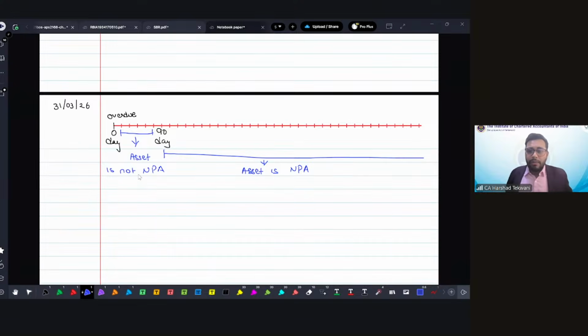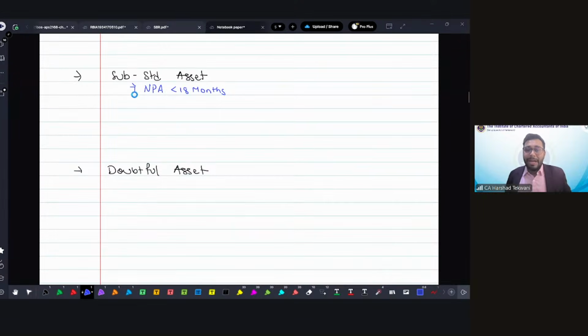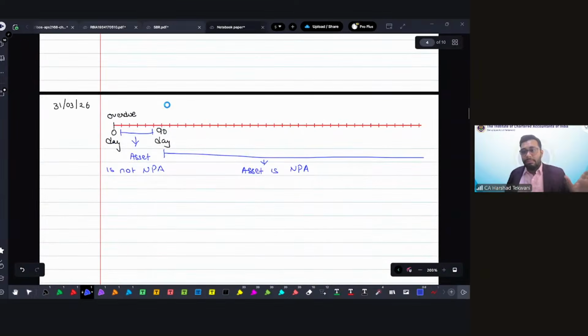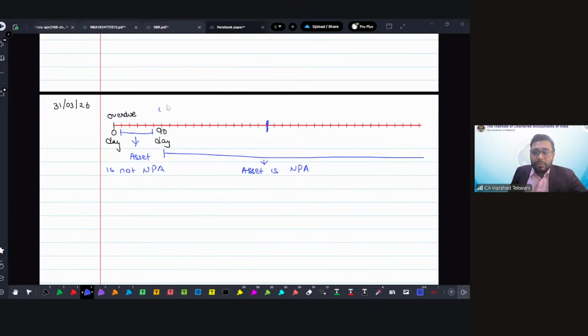Now, the first condition was with respect to substandard asset. If it is an asset which is an NPA for less than 18 months, it will be substandard. Let's say 18 months are getting over here. 18 months from which date? Rather than zero, I'll say day one. This is day one of being NPA.